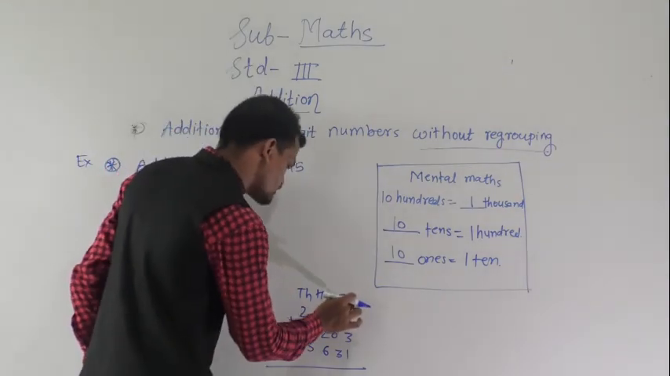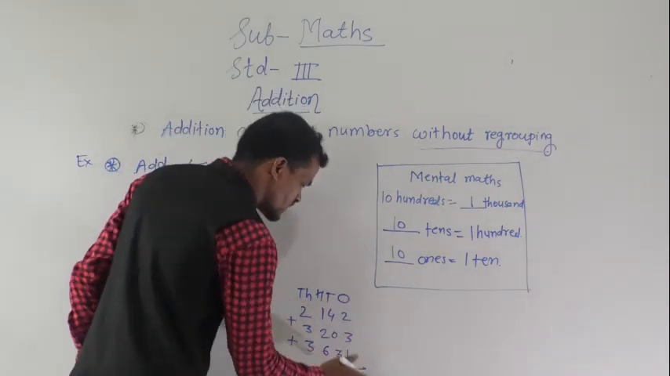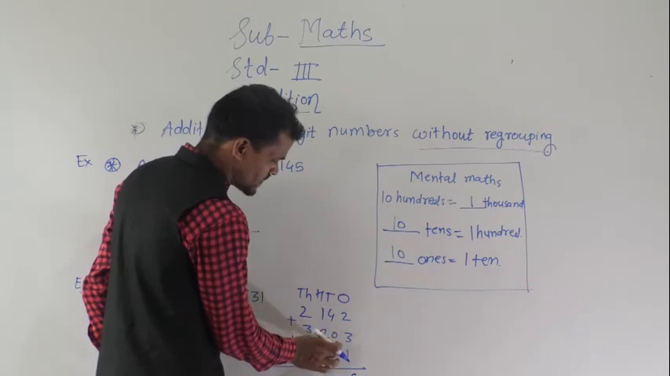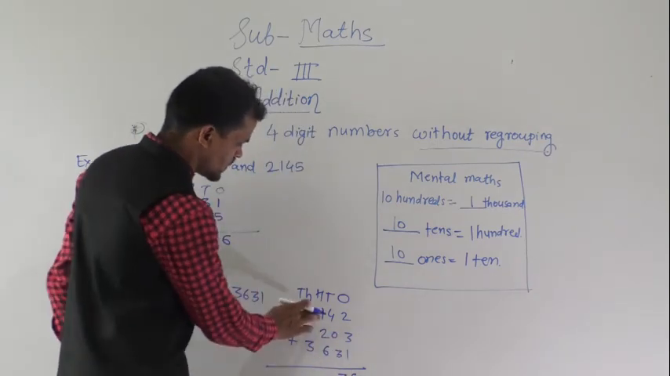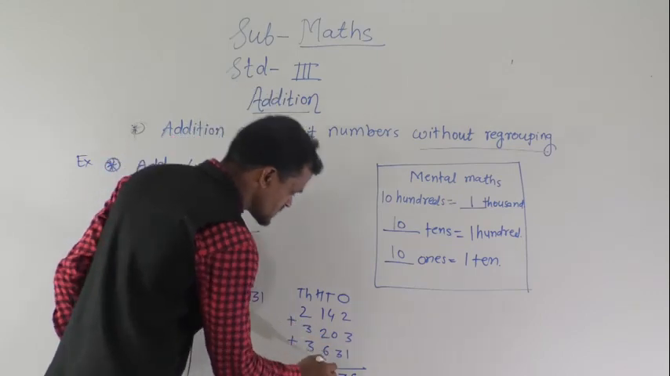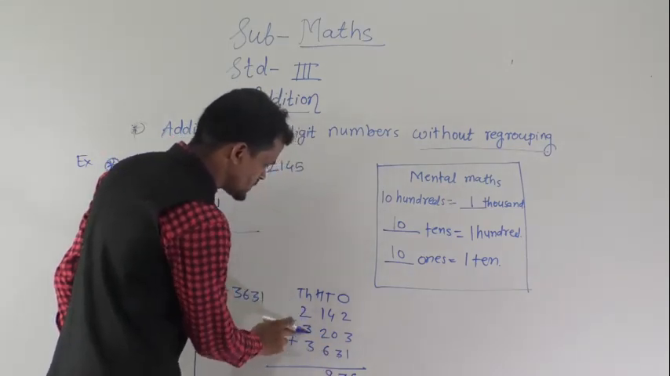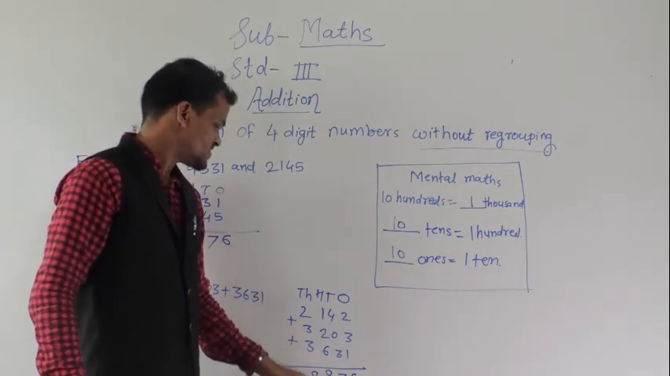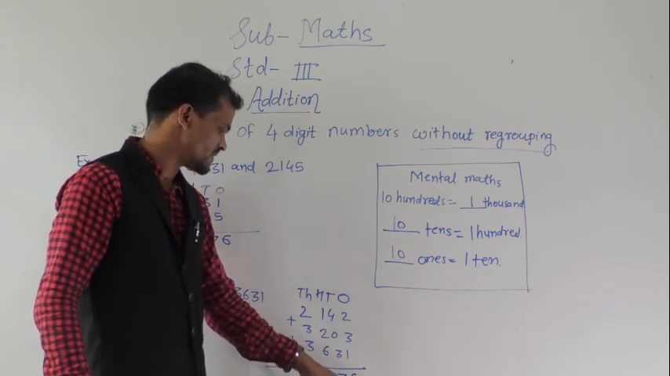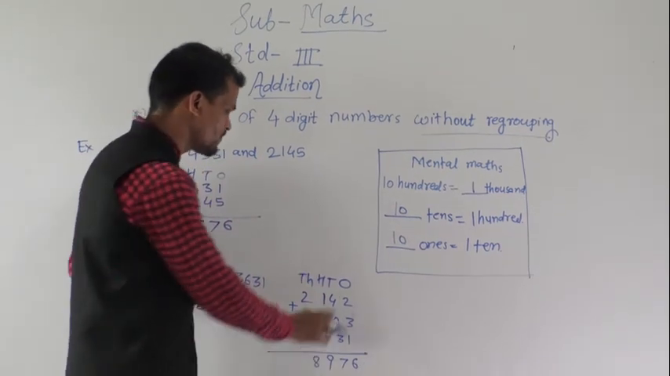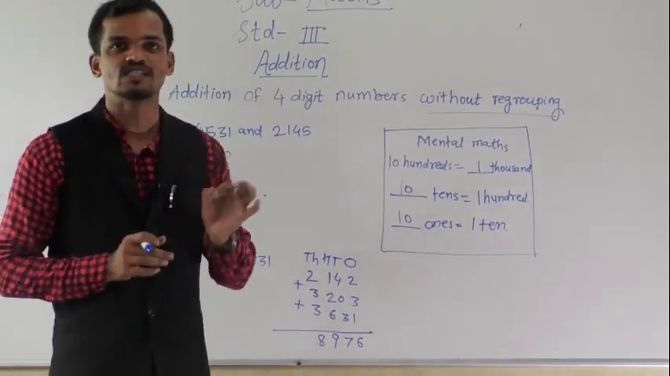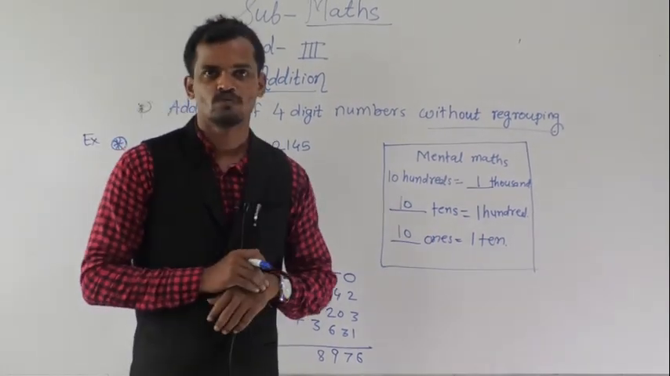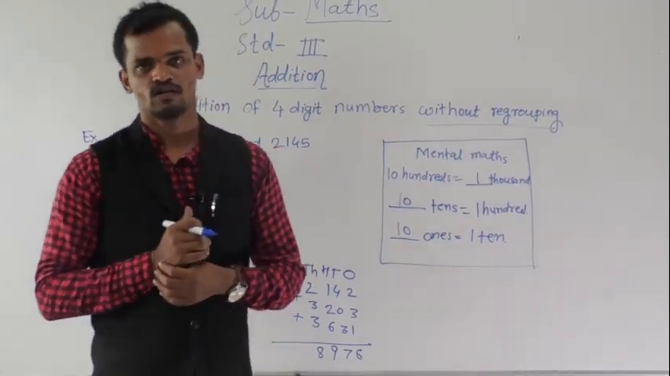See, 2 plus 3 is 5, 5 plus 1 is 6. 4 plus 0 is 4 only, and 4 plus 3 is 7. Then 1 plus 2 is 3, 3 plus 6 is 9. And 2 plus 3 is 5, 5 plus 3 is 8. So 8976 is the sum of these three numbers. This is without regrouping, meaning there is no need to regroup. This is the without carry forward example.